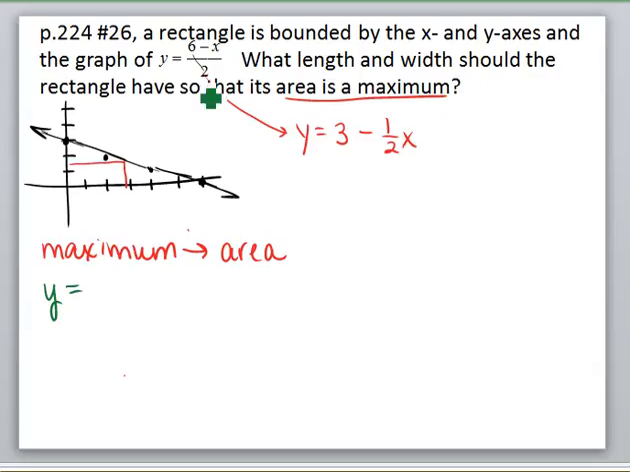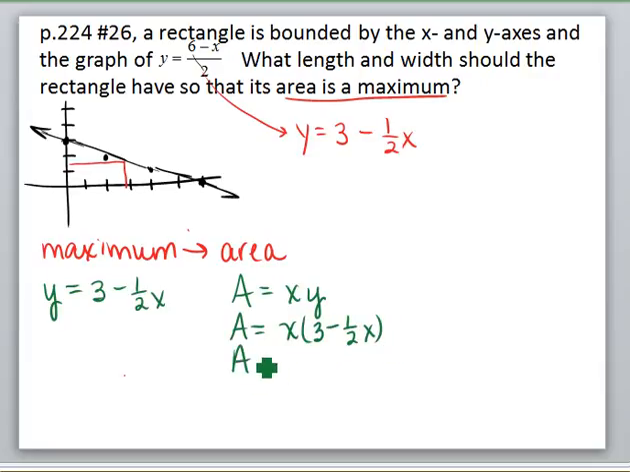Y equals, I already have one of the equations that's right here, 3 minus 1/2 x. And then the second equation is the one that I'm supposed to be maximizing or minimizing. So I'm going to maximize this area of the rectangle, which would be x times y, or length times width. I do want this as a function of one variable, so I'm going to replace the y with a 3 minus 1/2 x. And I'll rewrite this as 3x minus 1/2 x squared.